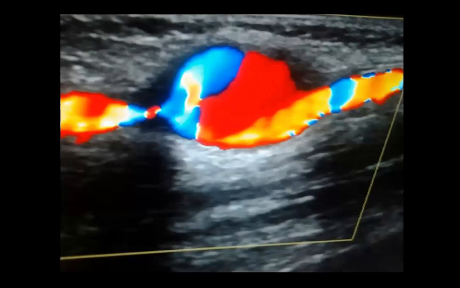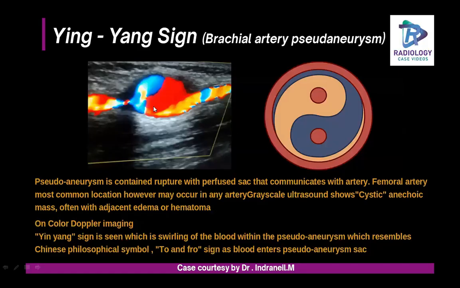This is a case of a child who presented with swelling in the arm, and it was pulsatile swelling. Clinical diagnosis was almost evident that it could be a vascular lesion. And switching on the color Doppler, you can see the characteristic yin-yang sign. This is due to the bidirectional flow of blood, when the blood enters the lumen, strikes the wall of the lumen, and again exits.